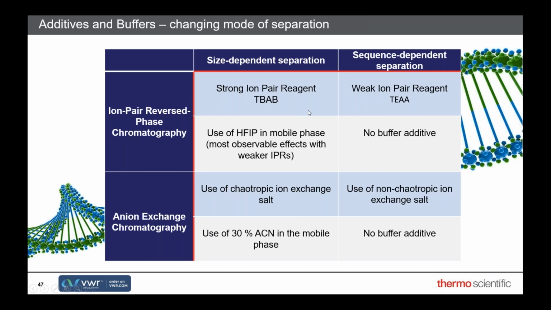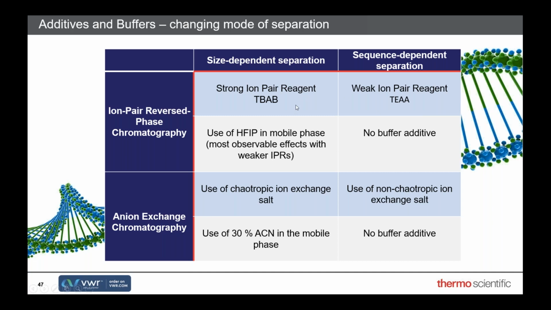Now, just to go through this in terms of a summary, if you've got ion pair reverse phase at the top, if you want size-dependent separations, in some cases that is important, especially when you're looking at things like siRNAs, where you really want to concentrate on the size-based impurities. You don't want to try to separate diastereoisomers. All that's going to do is give you broad, horrible peaks.